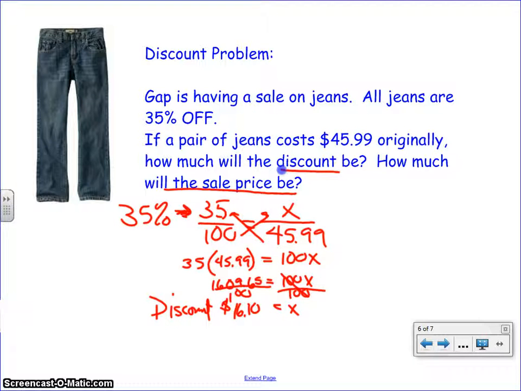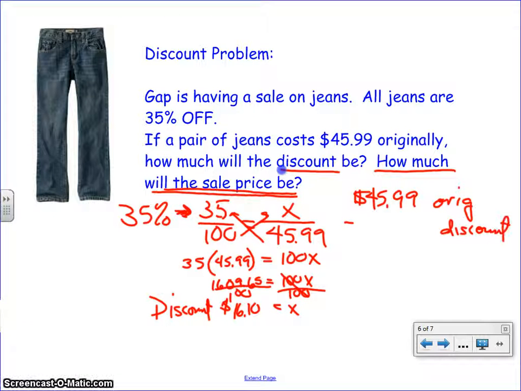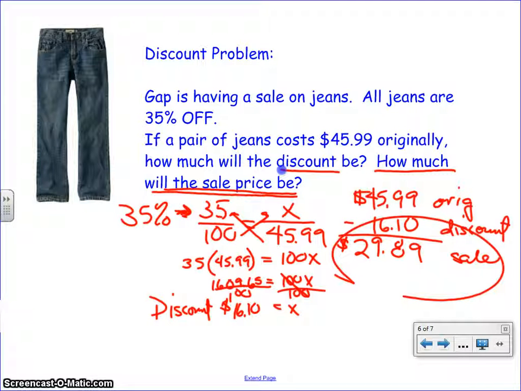But how much will the sale price be? Well, the original price was $45.99, and you subtract the discount, this is how much they're taking off the original price, which we now know is $16.10. The sale price is going to be what? $29.89. Okay? So that is the sale price.